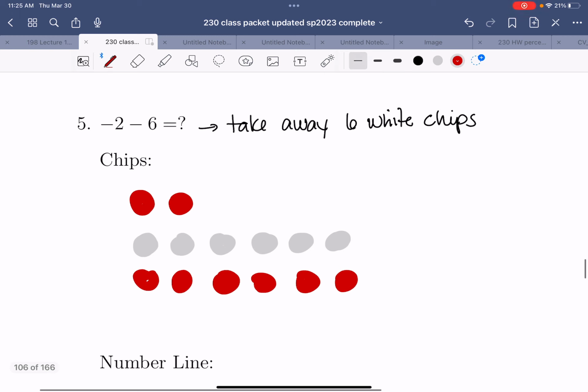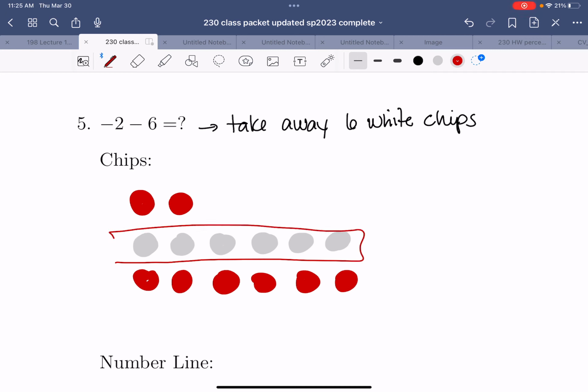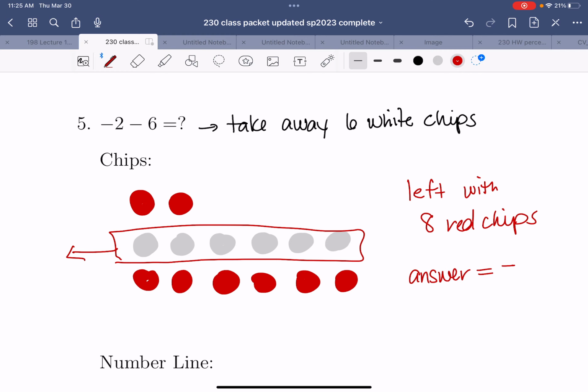Okay. Now I still have -2, because I have 6 0 pairs that are 0 and those 2 red ones that make -2. But now I can go ahead and take away these 6 white chips. And when I do that, I'm left with, let's see, 6, 7, 8 red chips. So my answer is -8.